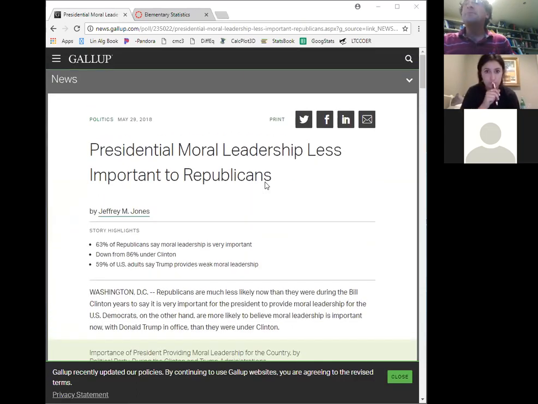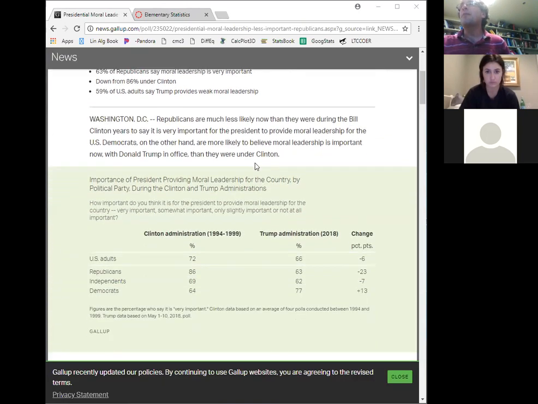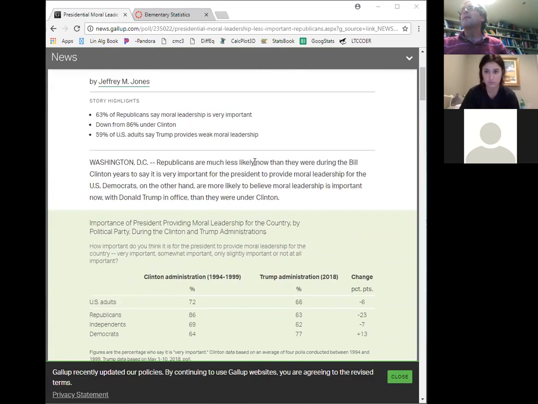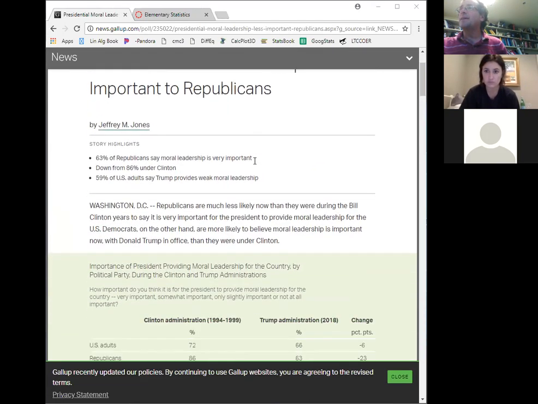The news article topic is presidential moral leadership being less important to Republicans. Of course, it's a little confusing what that really means. I want to look at something a little different than what the title says, because they've already done that hypothesis. I want a new hypothesis. When they say less important, they're looking at Clinton versus Trump. They did a survey when Clinton was the president, and they did a survey when Trump was the president.